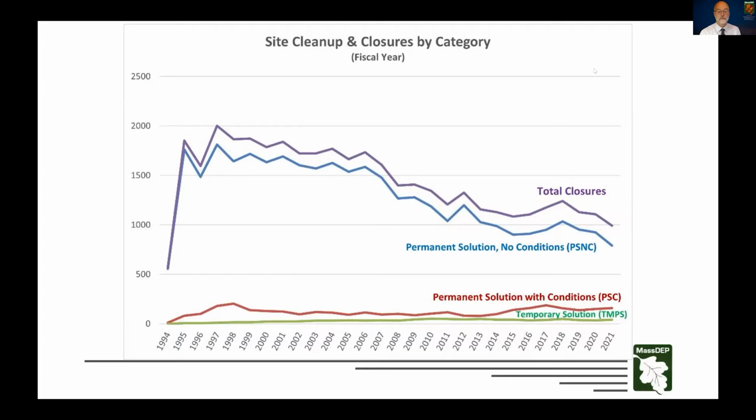Always happy to see the permanent solutions with no conditions being the highest. We like that. One caveat with that, of course, is that a lot of those are the simple spills that get completely cleaned up and go out. So it's not quite as complimentary as it initially looks, but with the majority coming out of permanent solution with no conditions, only a relatively small amount with conditions, and then temporary solutions. Next.